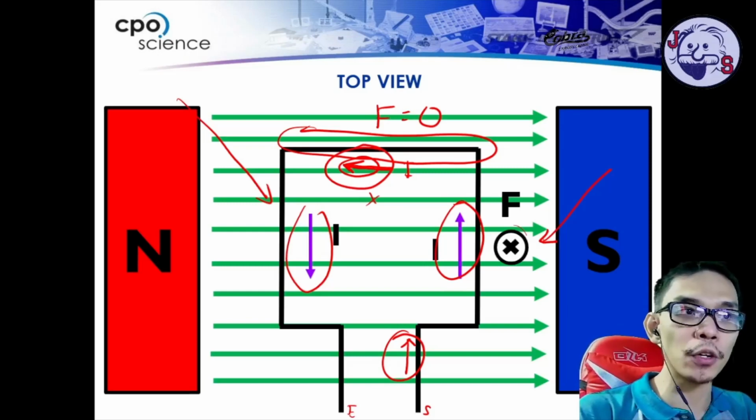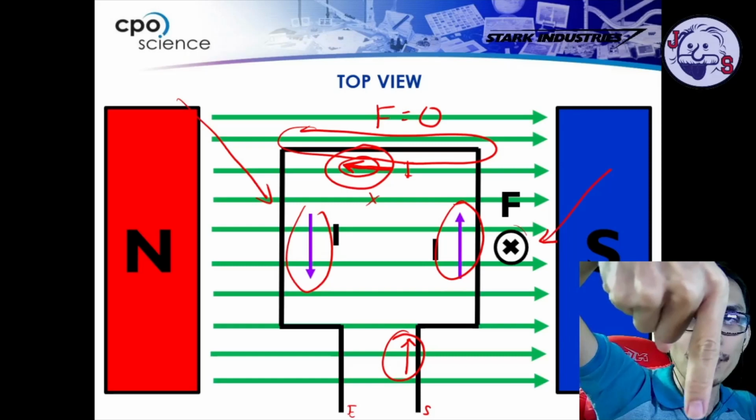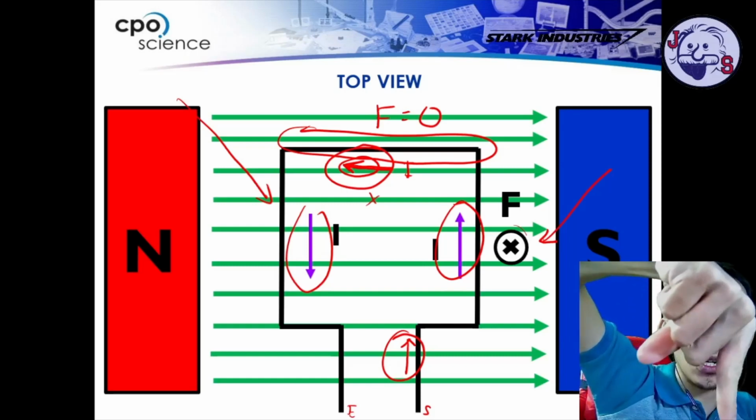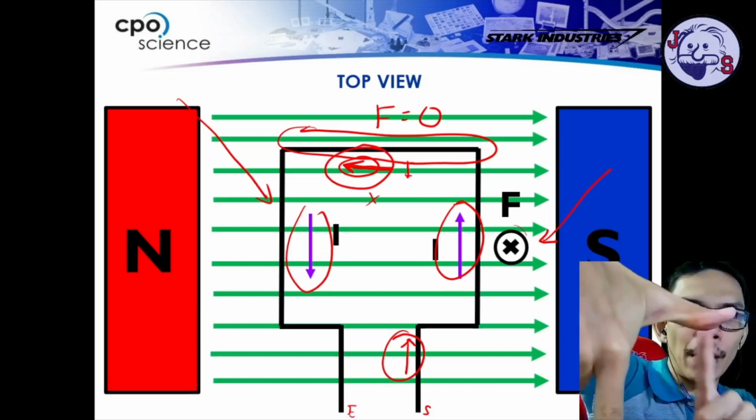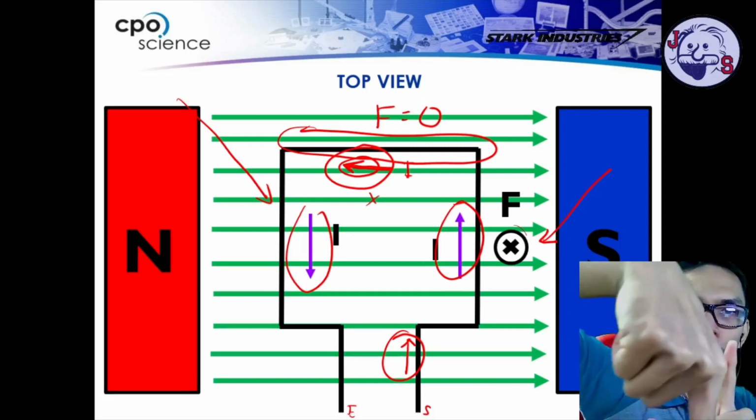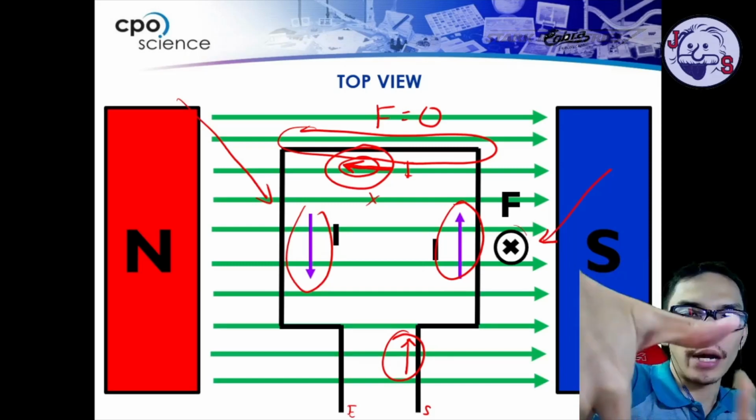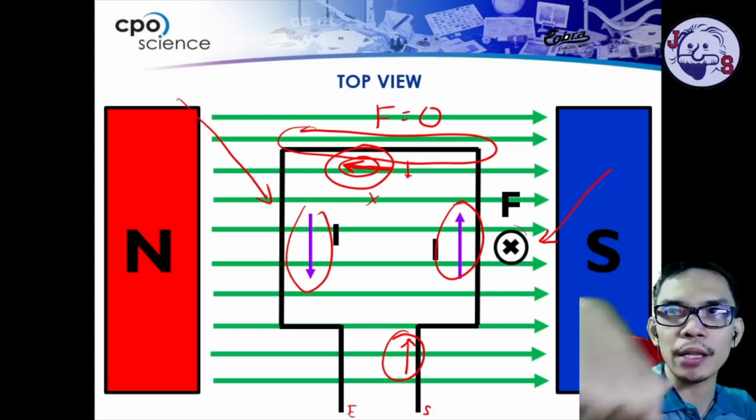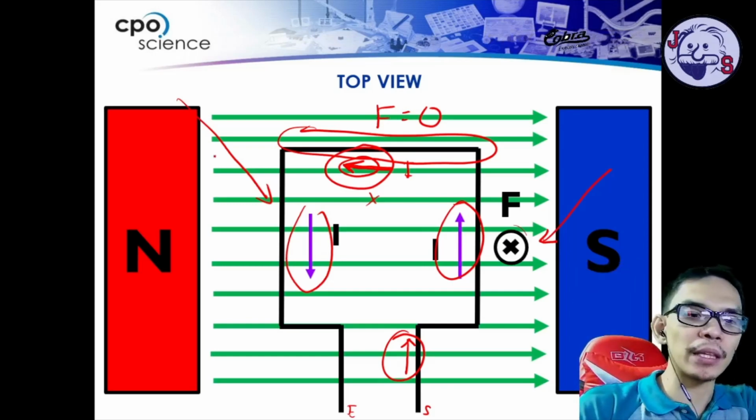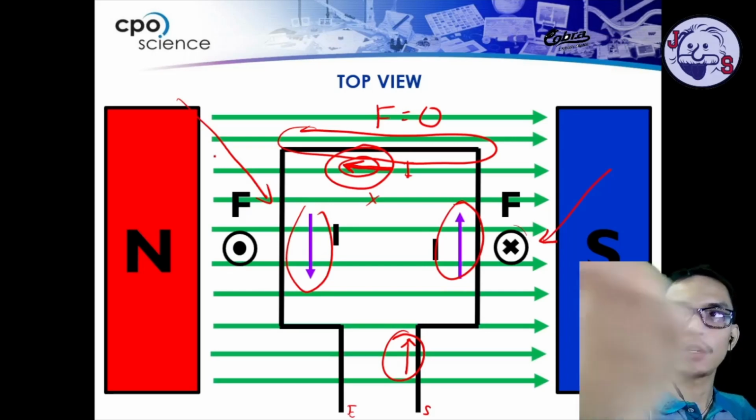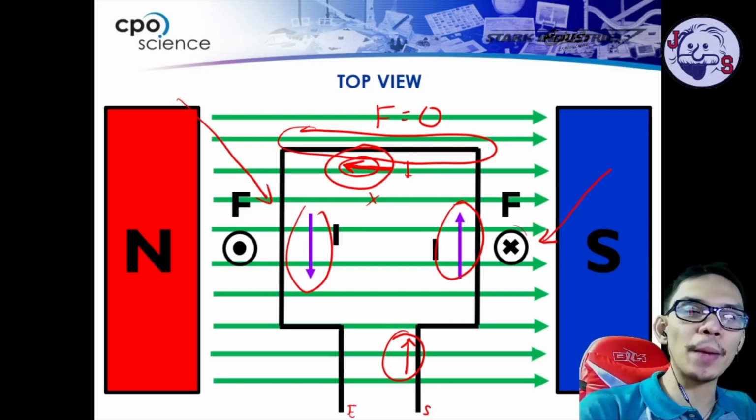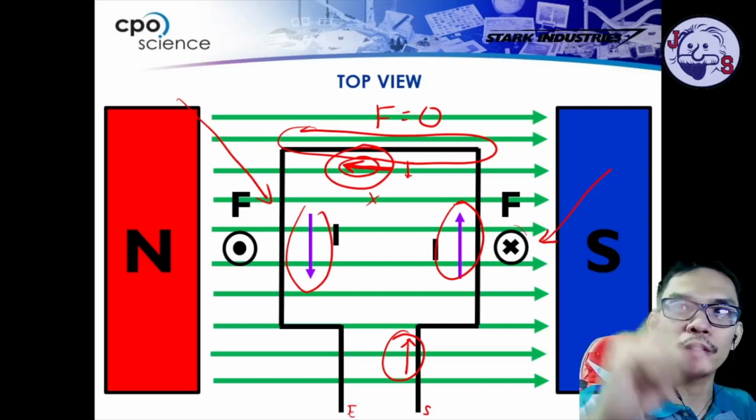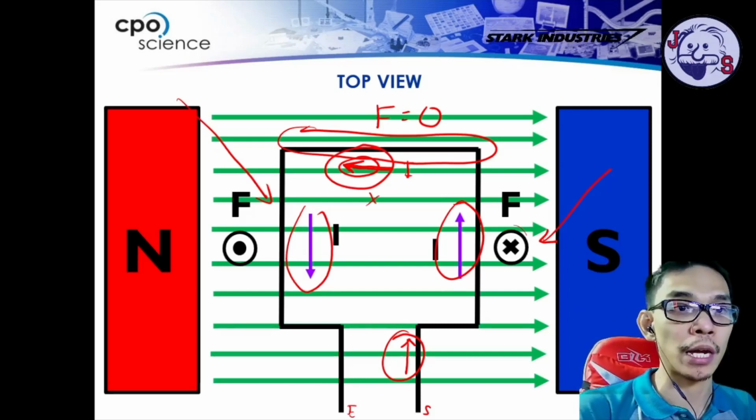We use the right hand rule. The current is going down, and the magnetic field is going to the right. Upon looking at it, this thumb is pointing towards me. Therefore, the magnetic force is going away from the screen. So that is the magnetic force on that side of the wire.